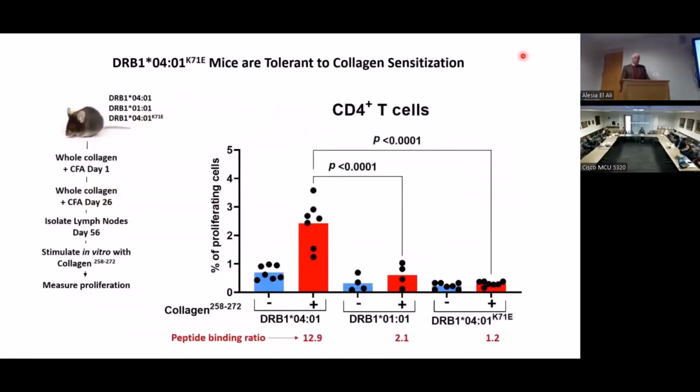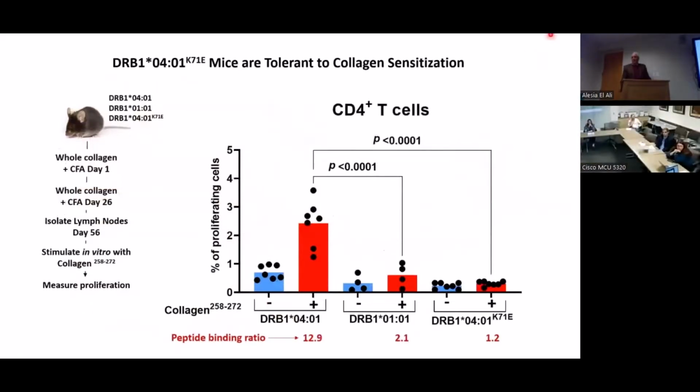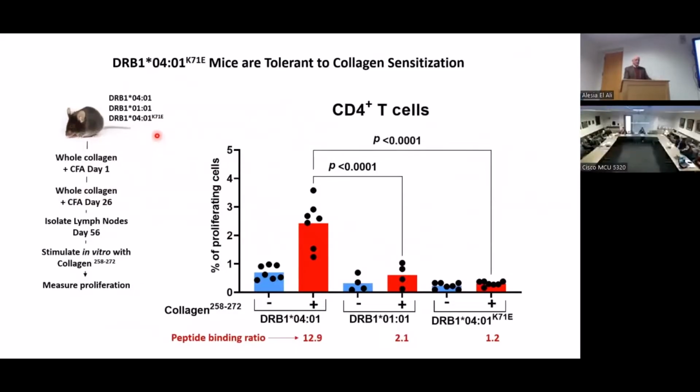So then the question is, well, would it work? Would it do anything? Would it block rheumatoid arthritis? So we can't really induce rheumatoid arthritis in the DR4 mouse, at least not consistently, but we can immunize them and show a T cell response.